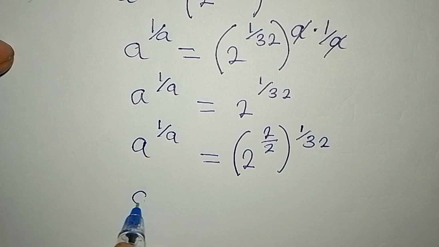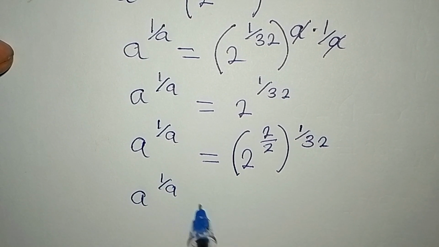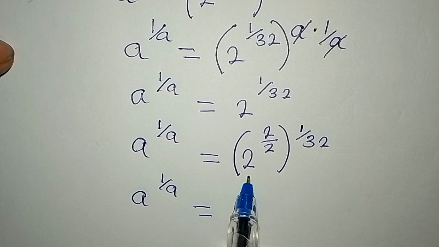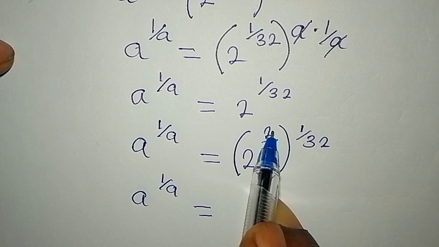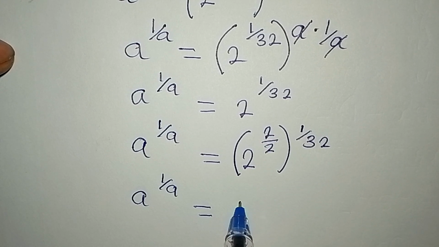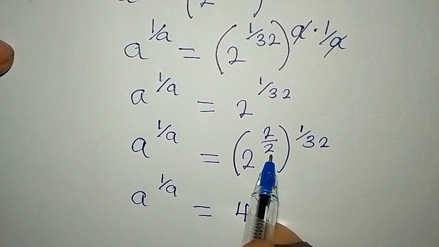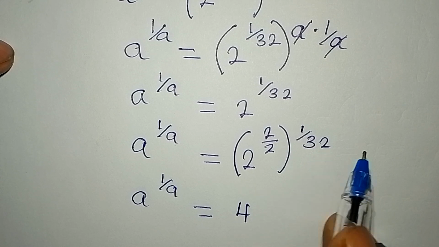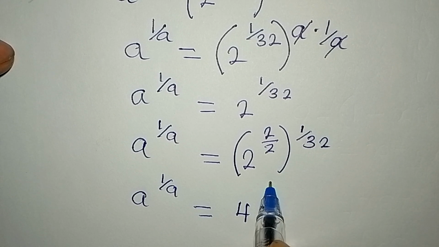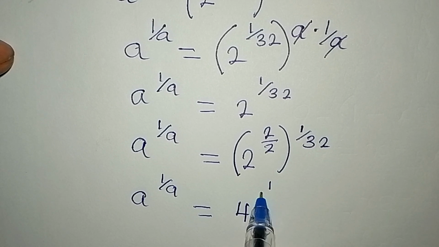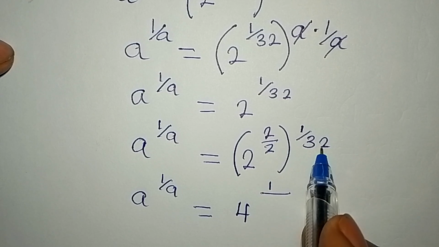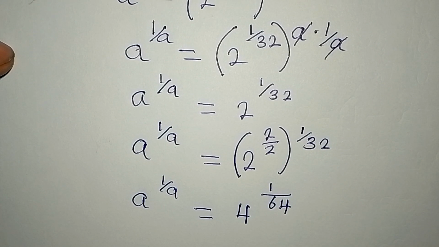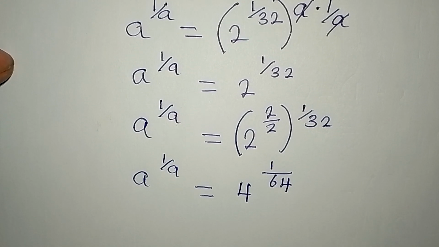So I have a to the power of 1 over a, and it's now equal to, from here, I can raise this 2 to the power of 2, and that will give us 4. Then these 2 here will multiply this, so that we have the same 1, but this time around over 2 times 32, and that is 64. Okay, so this is what I have.